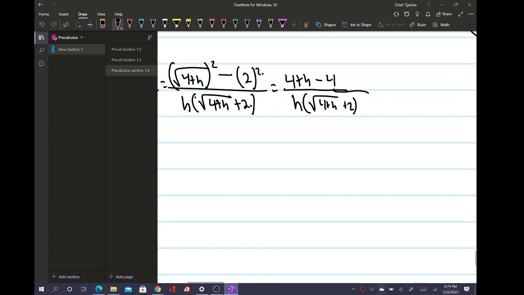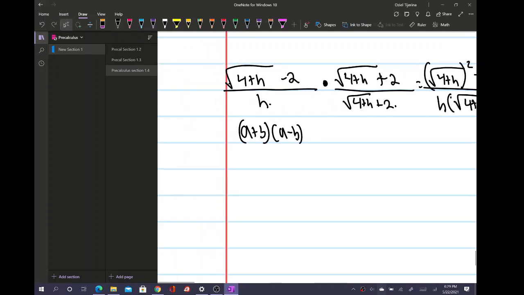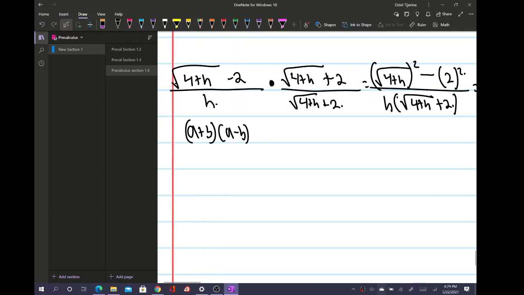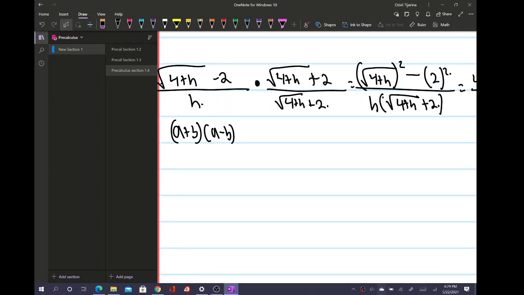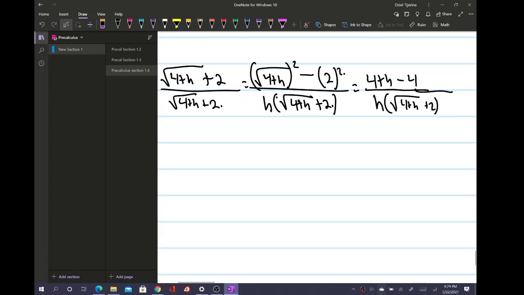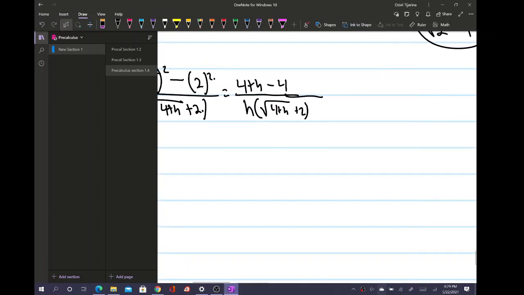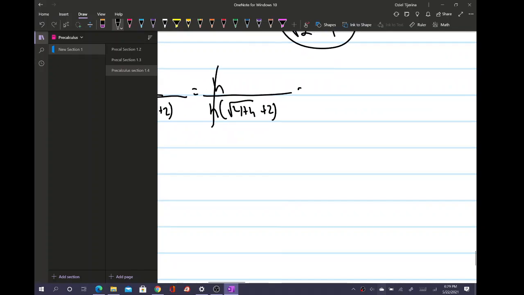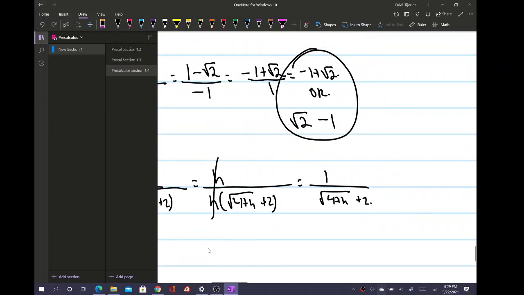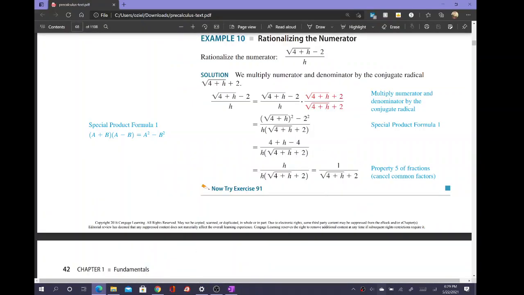So now you see why what you never want to do in this type of problem is multiply out the bottom part, because your h most likely will cancel out. You're going to get an h divided by h times the quantity, the square root of 4 plus h plus 2. And then this cancels out, and you're left with 1 over the square root of 4 plus h plus 2. All right. So yes, that's what they got here. Okay.